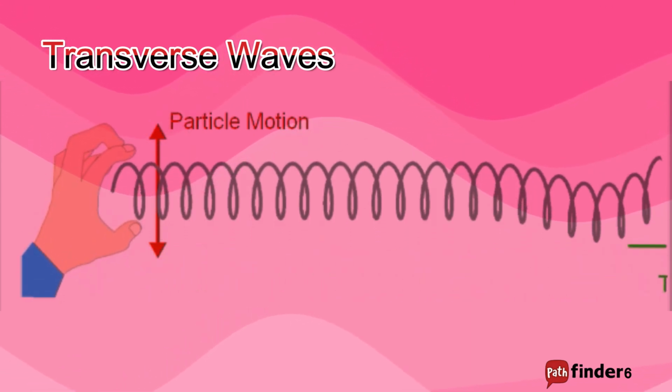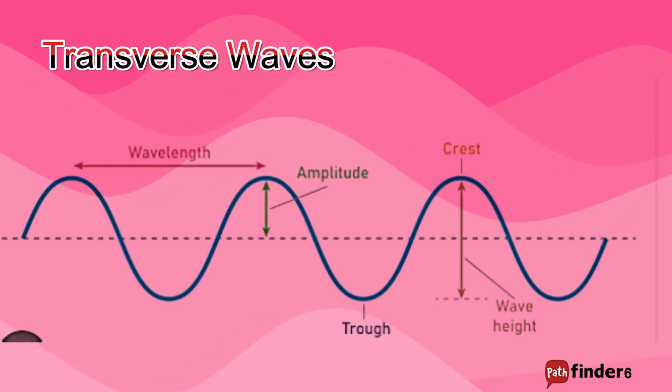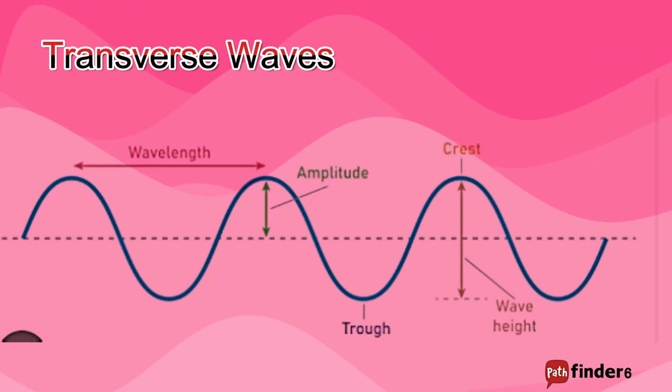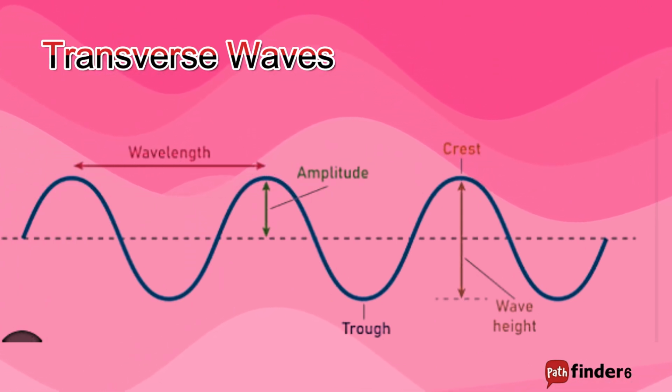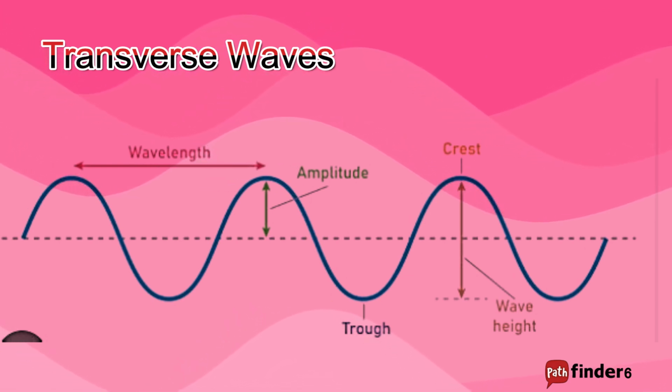Transverse waves are made out of consecutive crests and troughs. The part of the wave above the mean or equilibrium position is called crest, while the part of the wave below the mean or equilibrium position is called trough. The distance between consecutive troughs or crests is equal to wavelength lambda.